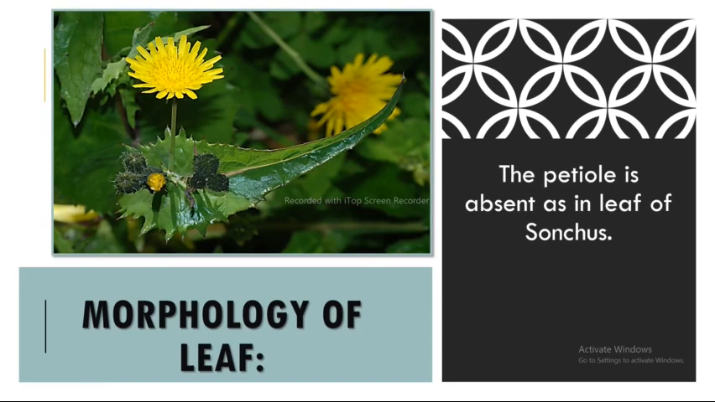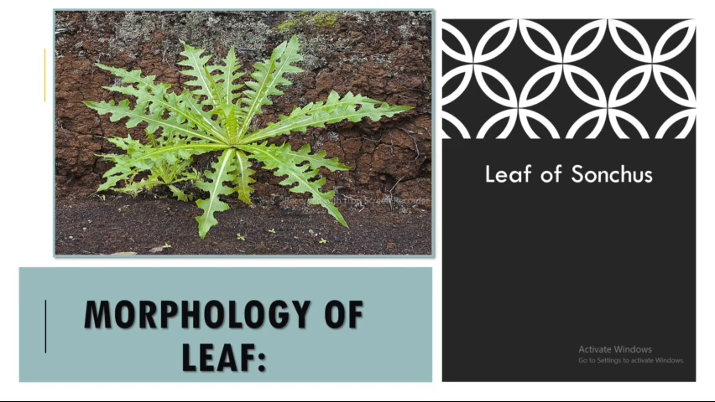Morphology of leaf. The petiole is absent, as in the leaf of the Sonchus. So petiole is absent. In that case, the leaf is known as sessile. So you can see in the figure, this is the leaf of a Sonchus, and in this figure the petiole is absent. Again you can see this is a sessile leaf because petiole is absent in this figure.